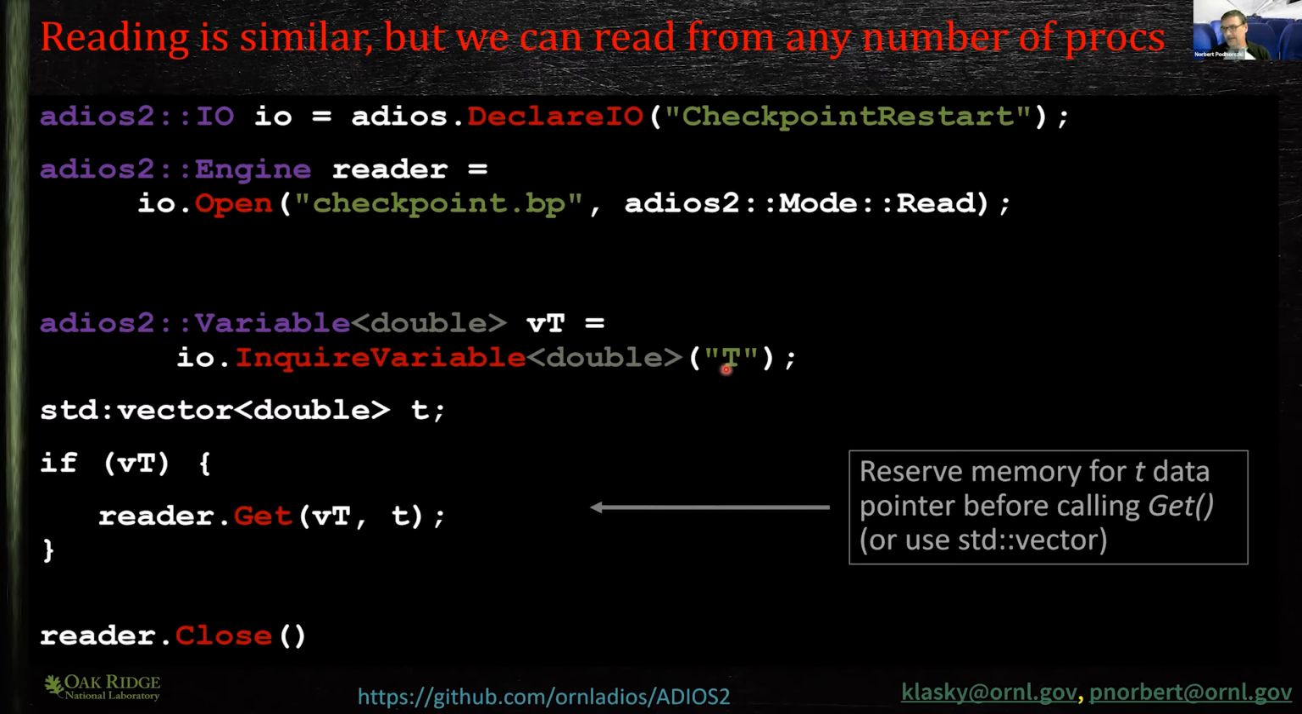If you don't know what's in the file, then you need to use other functions to get the list of available variables and their types. And then you call get to get the variable. So VT is the ADIOS object description, and T here is a vector. You either create a pointer, a type double pointer, you allocate the memory to hold the data, and then you pass that, or you can create just a vector, and then ADIOS will allocate on the vector when it's reading, and then you call close. So that's how writing and reading checkpoint works.